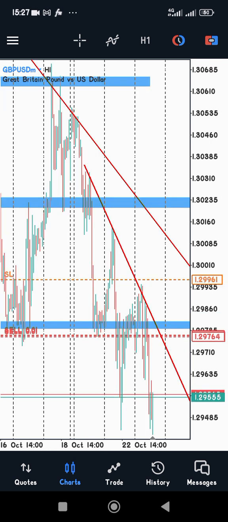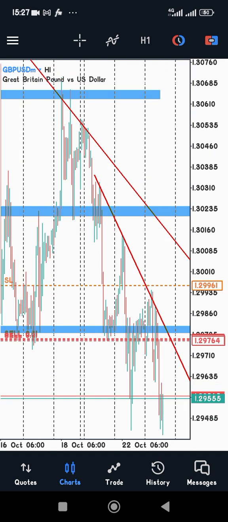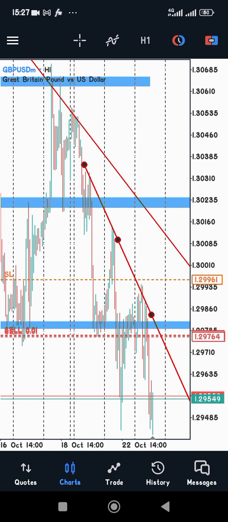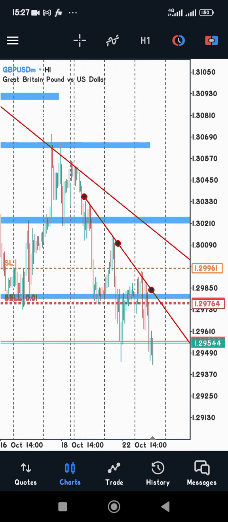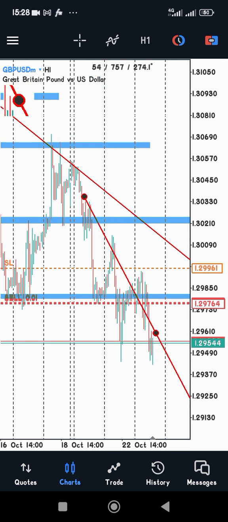If you know the rule of a trend line, I am trading based on bounce or break and retest of trend line. If you look at what happened here, I drew my trend line, this particular trend line over here. Let me redraw it.